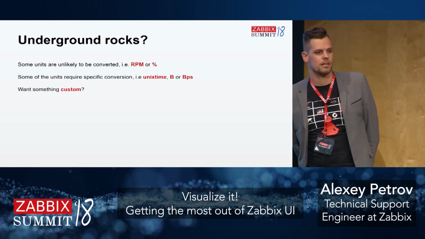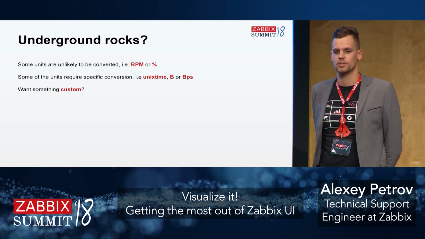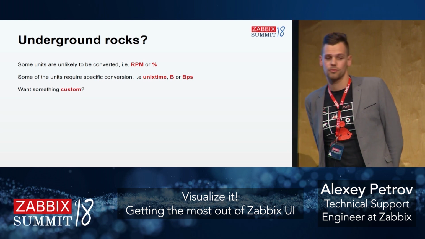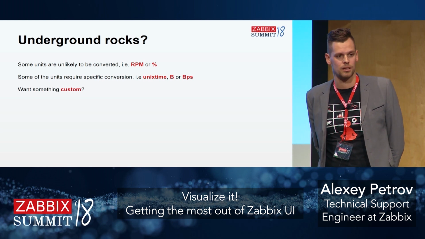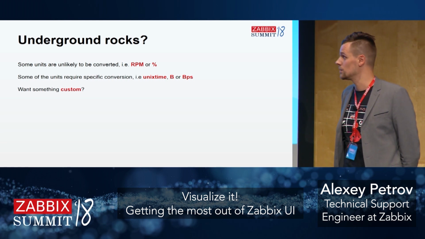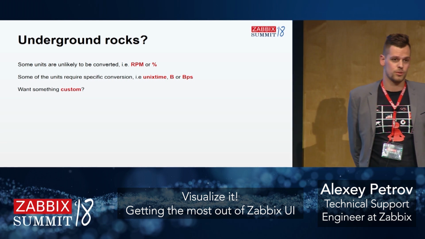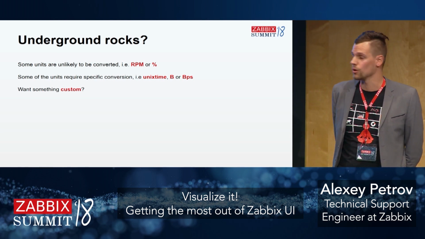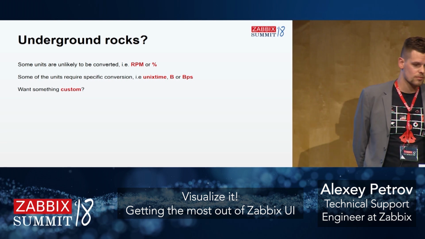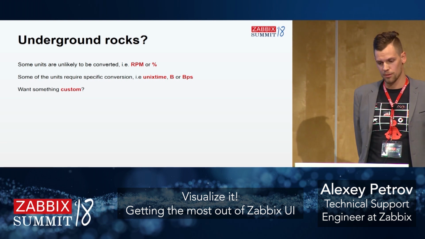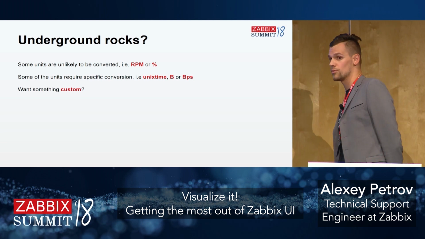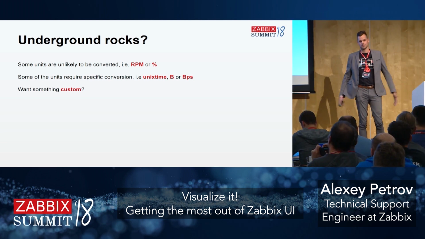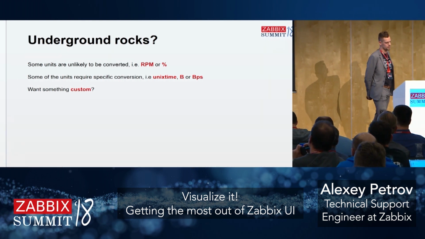Some units are unlikely to be converted, let's say RPMs or percentages, because Zabbix will do a conversion from, let's say, kilo to mega, from mega to giga, and etc. So I will show you how to escape that in the modern way right now, starting from 4.0. Some units require specific conversion. An example, the same Unix time, bytes or BPS. And of course, you would like to have something custom. Yes, this is Zabbix. You can customize things here.